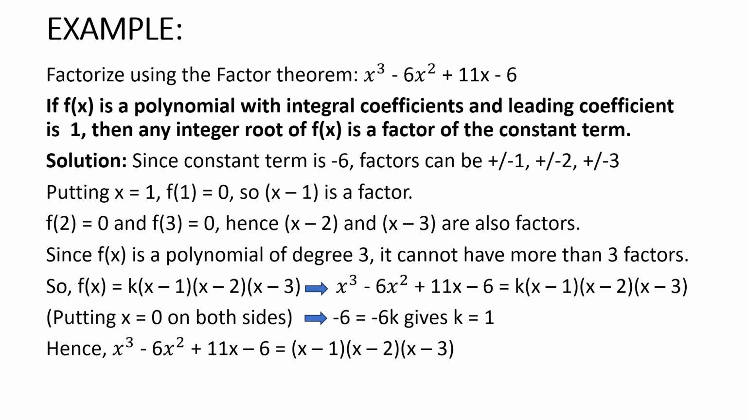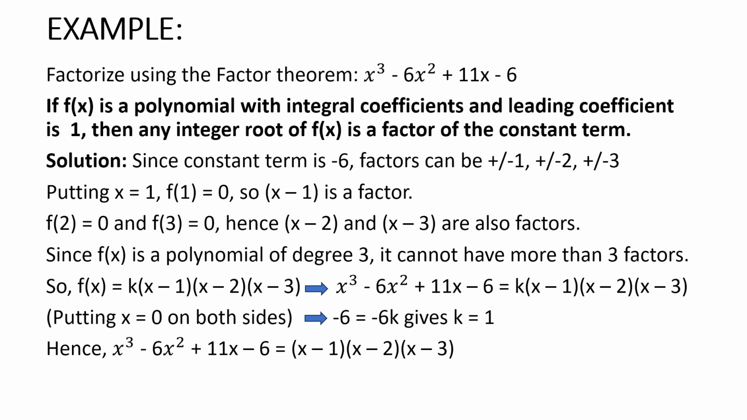Now see over here, if they are factors, you know that putting that value in the polynomial will give you the value of the polynomial as 0. Now if I put x equal to 1, f(1) is 0. So here x minus 1 will be a factor. Similarly, if you put 2 and 3, then you will get f(2) as 0 and f(3) is also 0. So x minus 2 and x minus 3 will also be factors. Now a little bit you can do it by looking at the polynomial also over here.